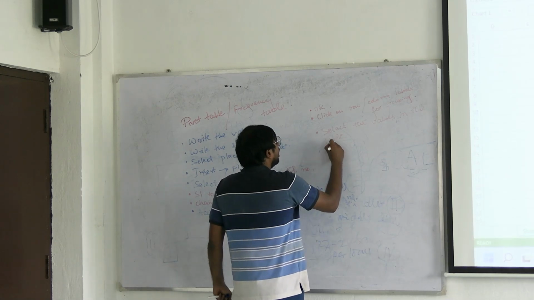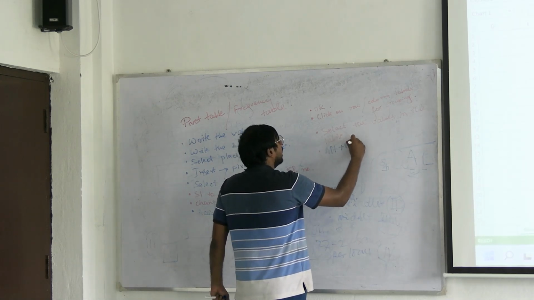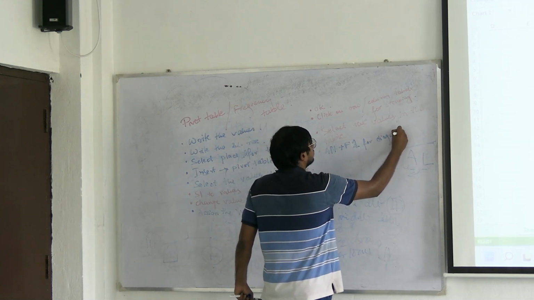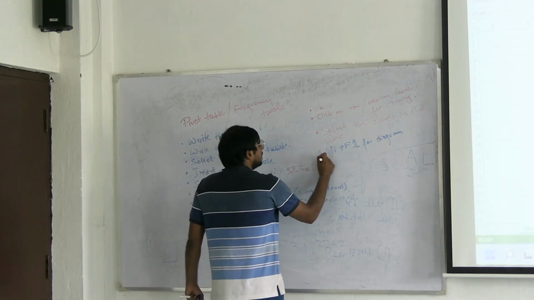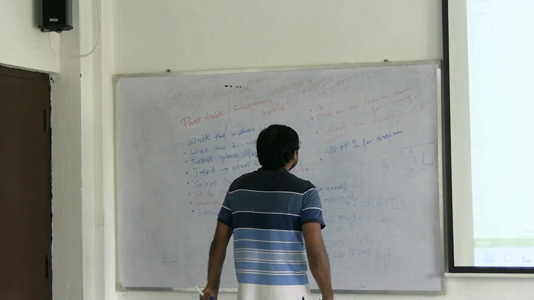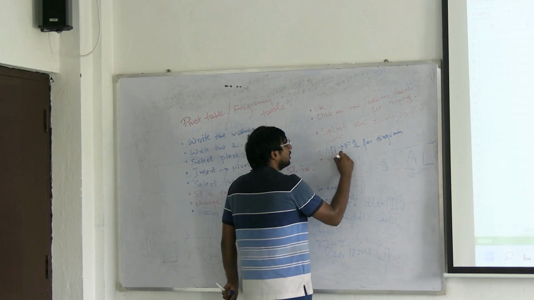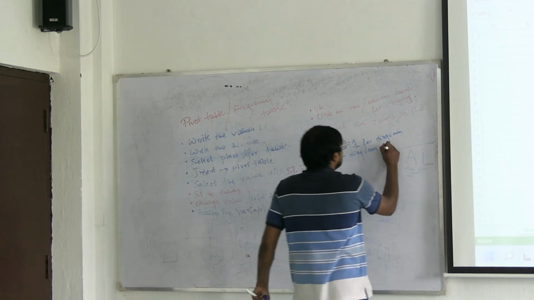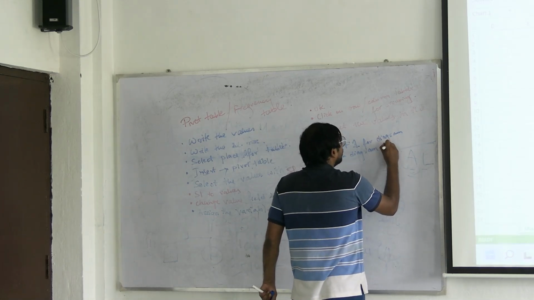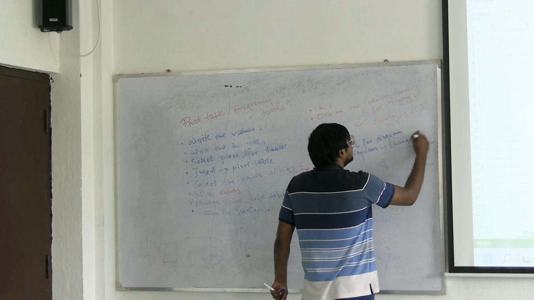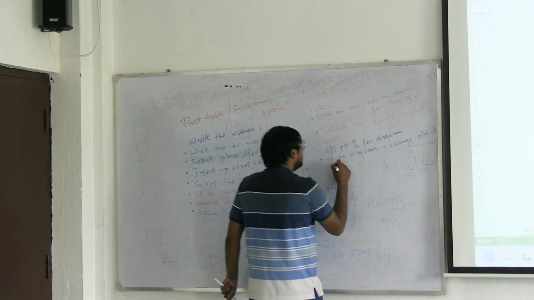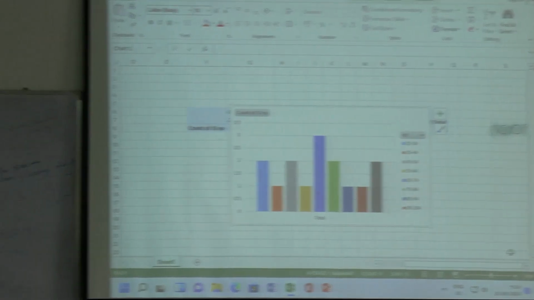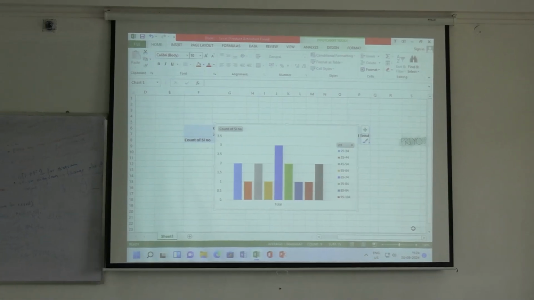Finally we do Alt plus F1 for diagram. And the last step is you can right click on the diagram and go to change chart type to change the type of diagram. I'll show you that. So now we know how to do a pivot table.